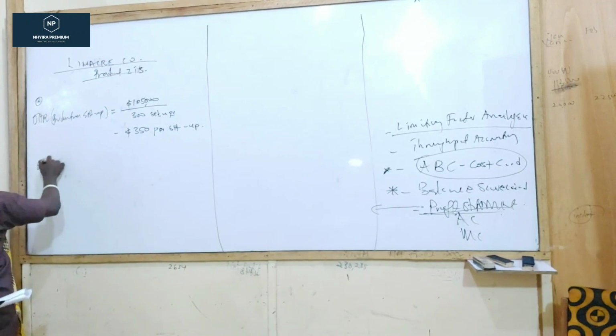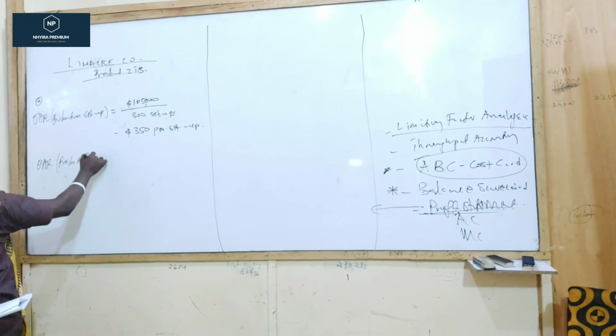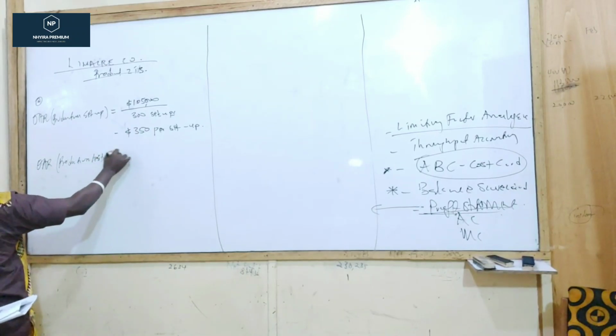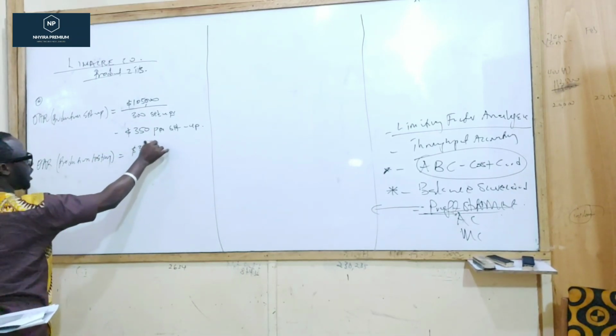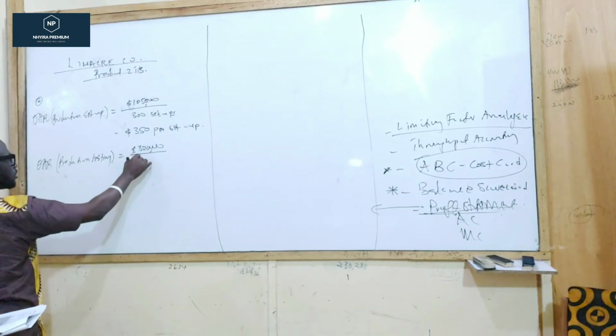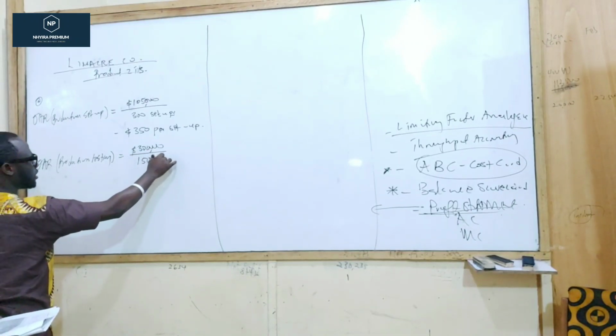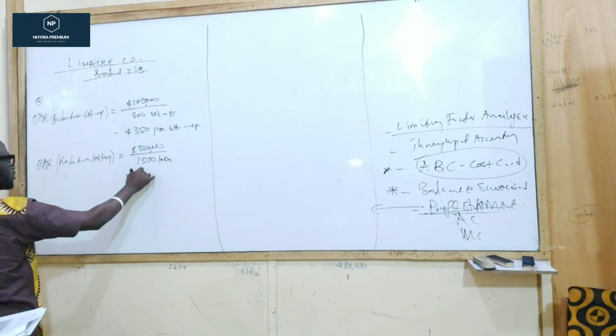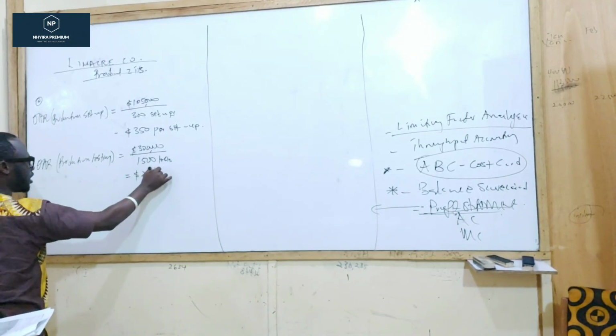Second, what do we have? Production testing. $300,000 over 1,500 tests. So what we got? $200 per test.